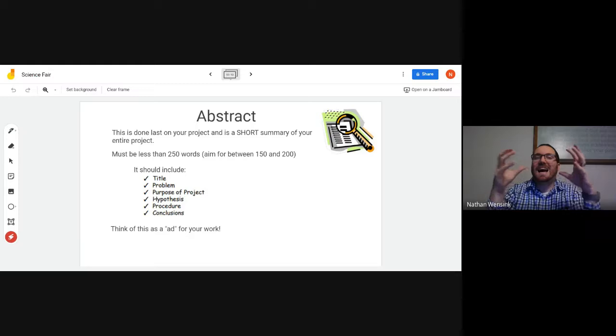Think of this like an ad for your work, that someone is going to read this and get a snapshot of your project. And if they wanted to go more in depth about some of the numbers or some of the specific procedures or method or materials that you used, that's when they would take a look at the rest. But oftentimes in a bigger science fair, as people are walking around, the abstract is the first and sometimes the only thing that people will read. And if the project intrigues them, they'll go on to read the rest.